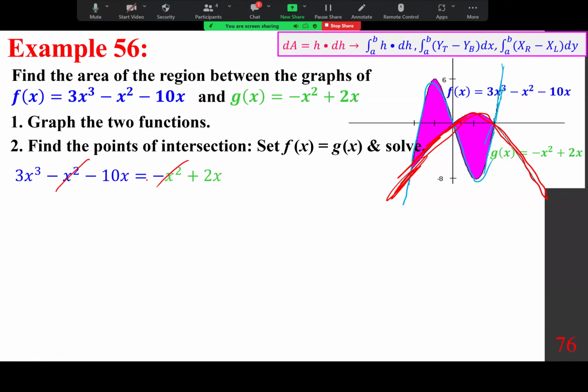These two are identical. You don't have to worry about that. You move this and you factor the 3x. X is either 0 from here, or x squared is 4, plus or minus 2. So there are three answers. Minus 2, 0, 2.